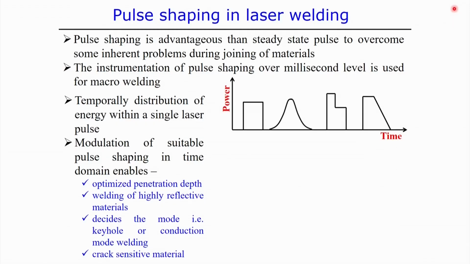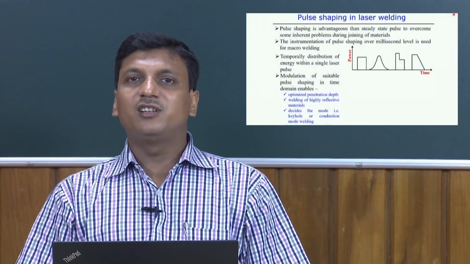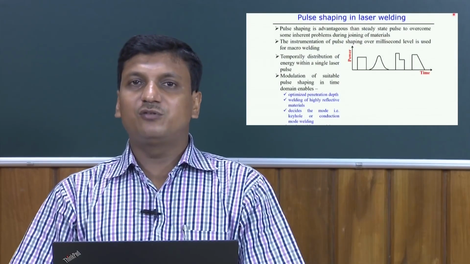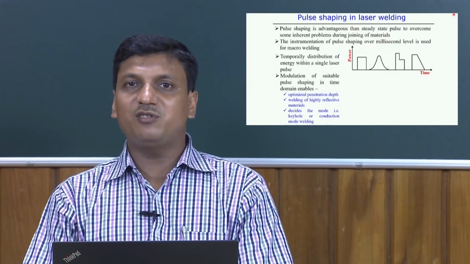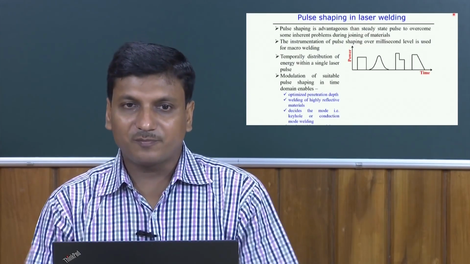Simply, pulse shaping means we control the temporal distribution of the energy within a single laser pulse. If we create a different shape of the pulse from the laser source, that actually helps the applicability of the laser for different welding purposes.